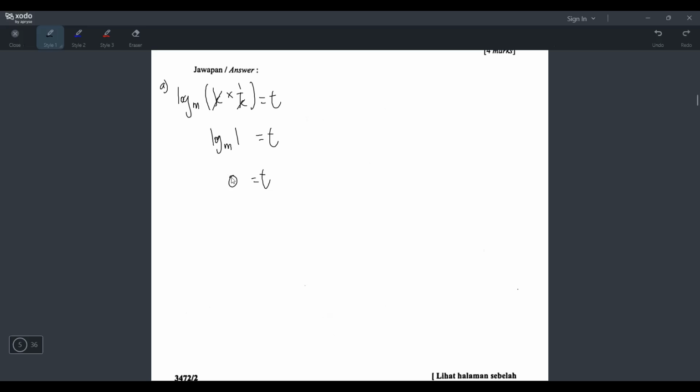And I can explain to you why. Let me explain to you why. It's because anything power 0 is 1. All right, anything power 0 is 1. So for example, 7 power 0 is 1, 5 power 0 is also 1. And what if I tell you 817 power 0 is also 1. You can verify this with your calculator. Anything power 0 is 1.